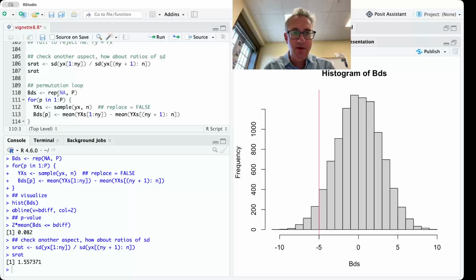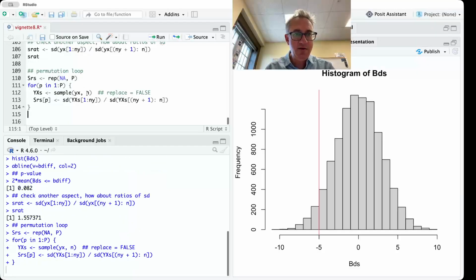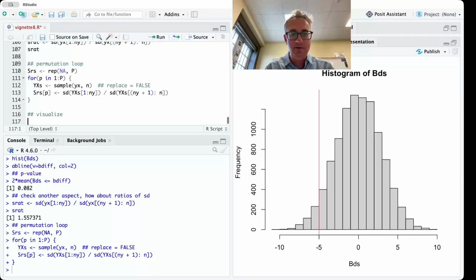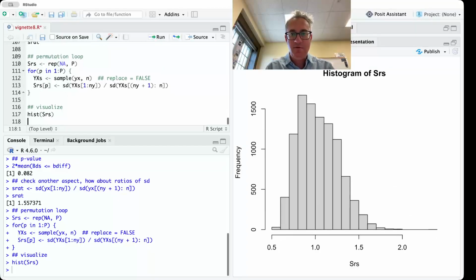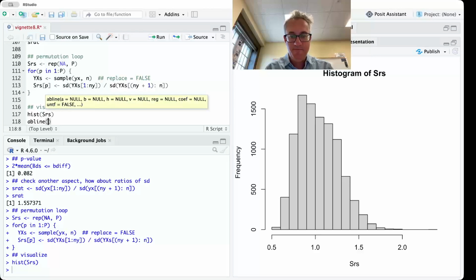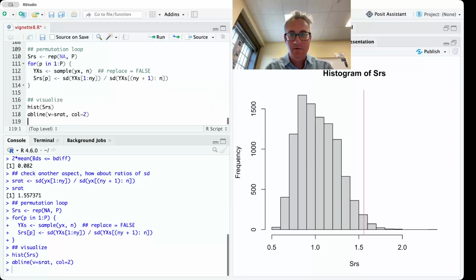Okay, I'll call this SR for SD ratio. That stays the same. SR, I need to do SD divided by SD. I think that's probably it. Then we'll visualize. Okay, and then we'll put our estimated value on there. Also a close call, but to me this looks like it might be far enough into the tail.